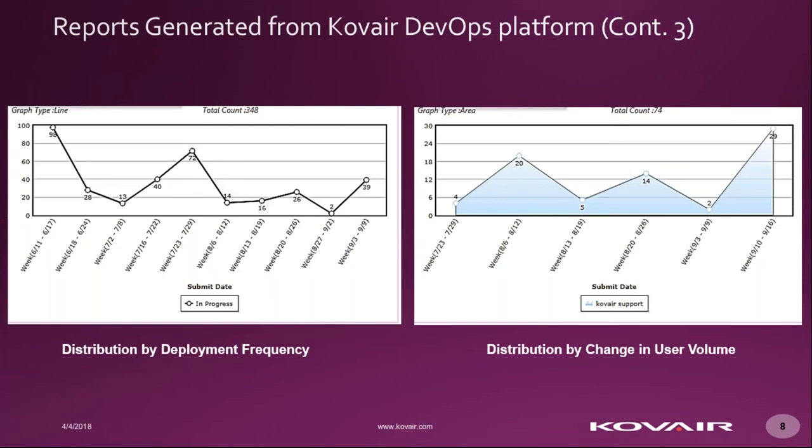On the right, you can see the distribution of the change volume by the particular user, and you can see the number of defects that he's submitting. If you see over a period of time the number of defects being submitted by the user, it also gives a trend of whether the deployments and the builds are properly getting done or not.